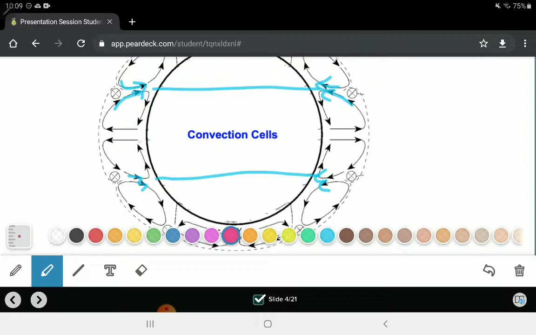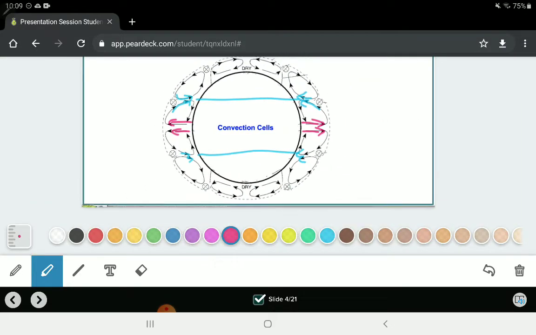If those arrows are rising, such as here and here, I think the rising arrows are a little bit easier to see.